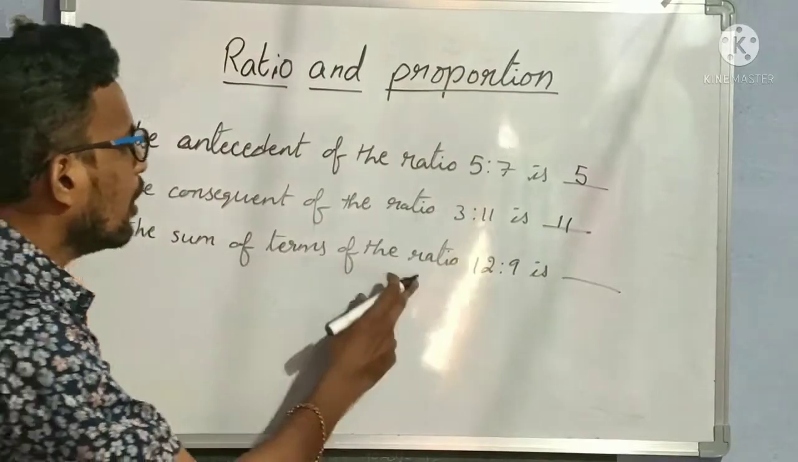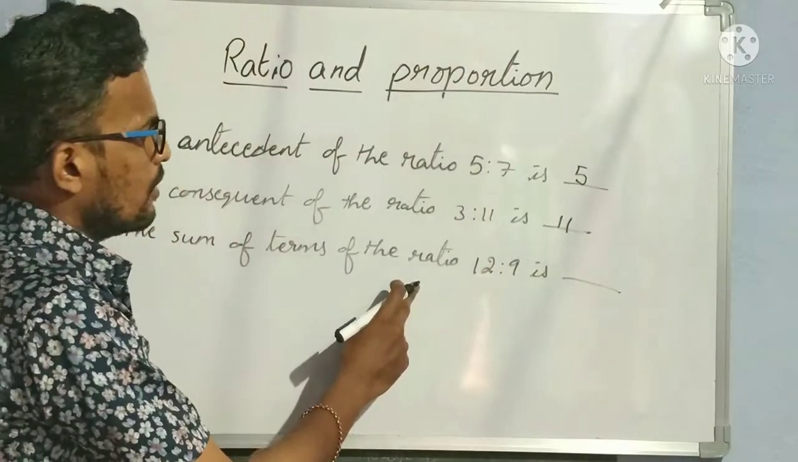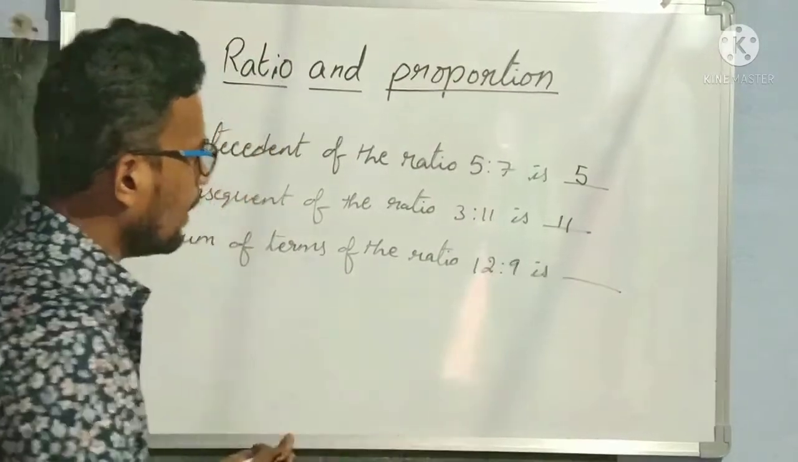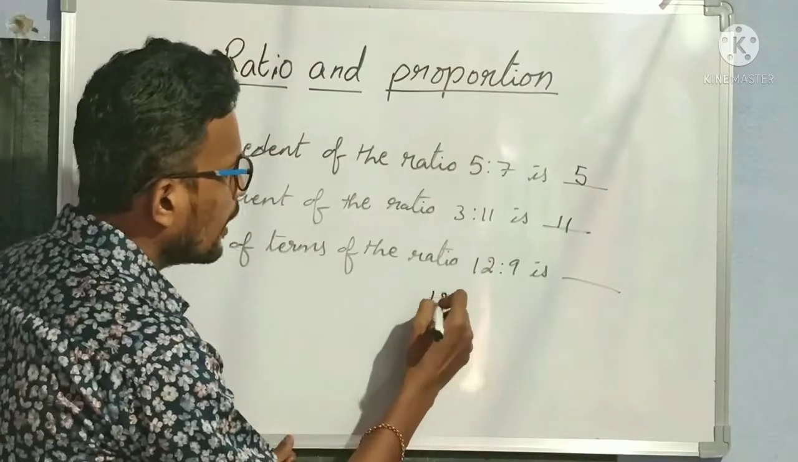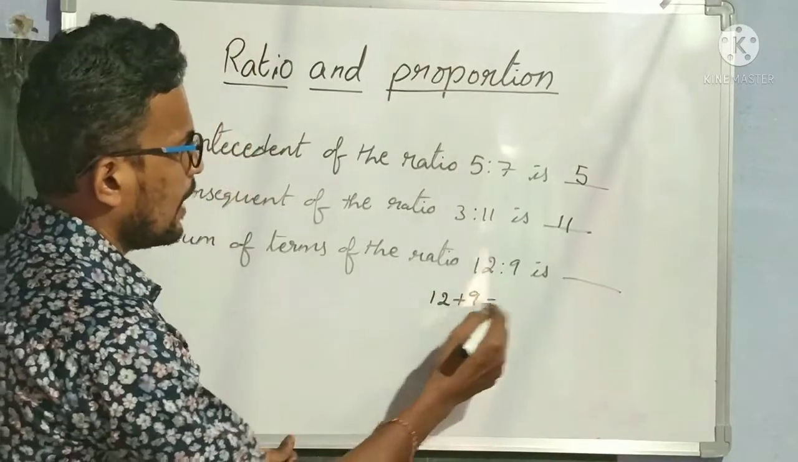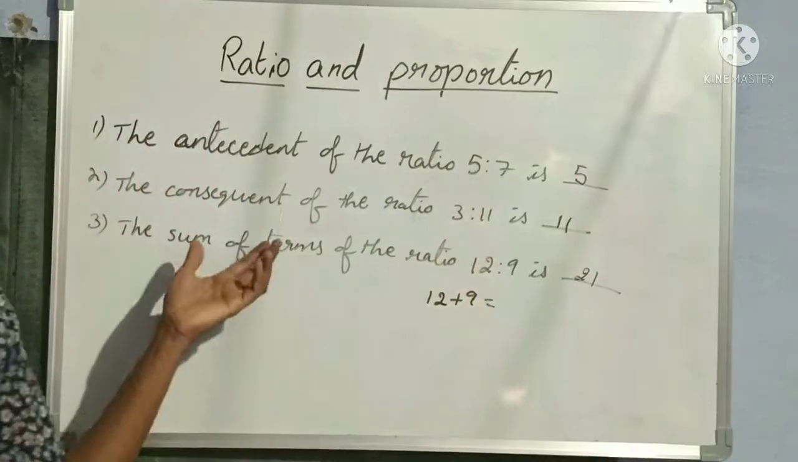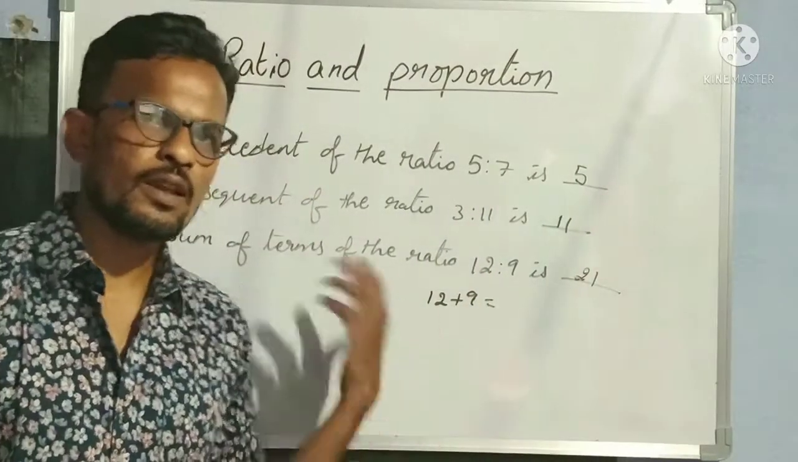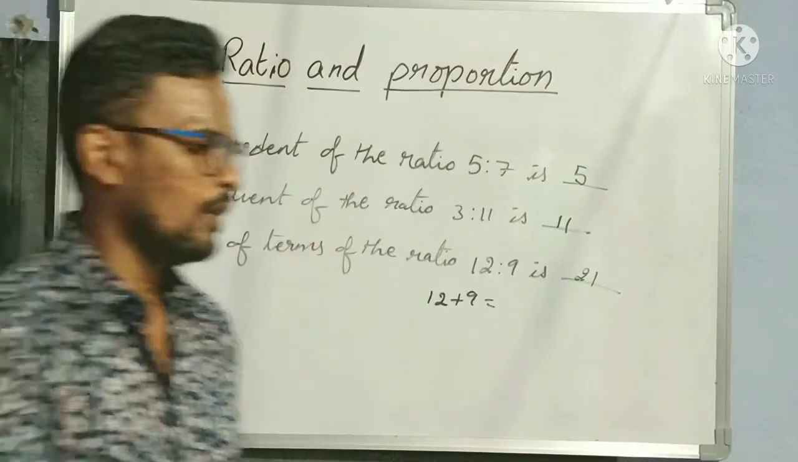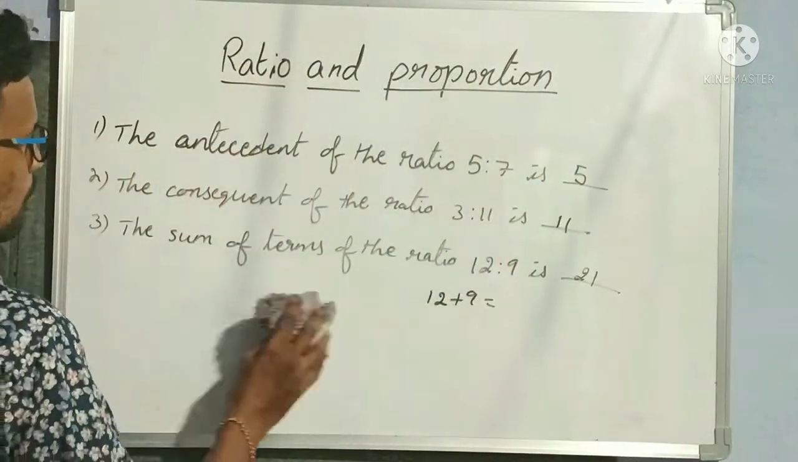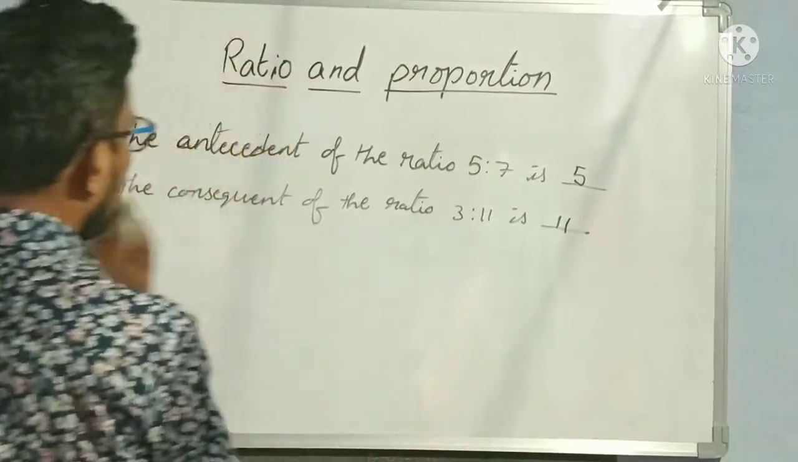Next, the sum of terms of the ratio. So first term plus second term. Together we want the answer, that is the sum. 12 plus 9, that is 21. Understood? Like this we have to write the answers for the bits. Clear? Now let us understand one more important concept, that is the simplest form of the ratio.